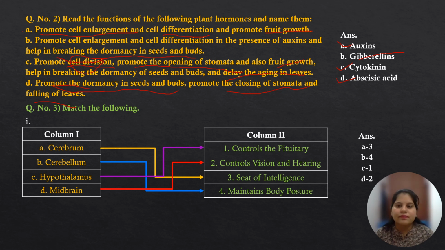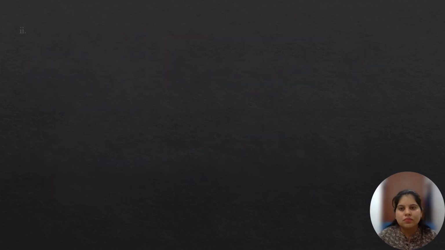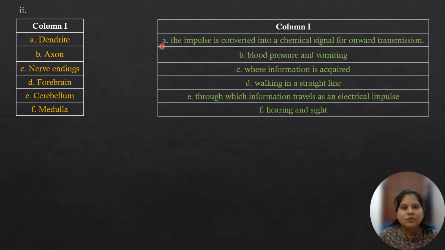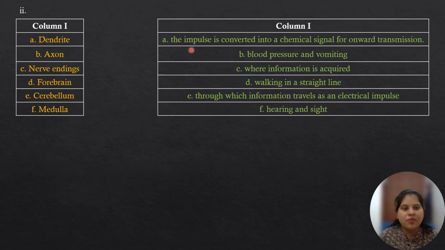Next, this is also a match the following type question. Dendrite, axon, nerve ending, these are the parts of a neuron. Forebrain, cerebellum, and medulla, these are the parts of the brain. So what is the function of dendrite? This is the part of the neuron where the information is acquired. So dendrite, here information is acquired.